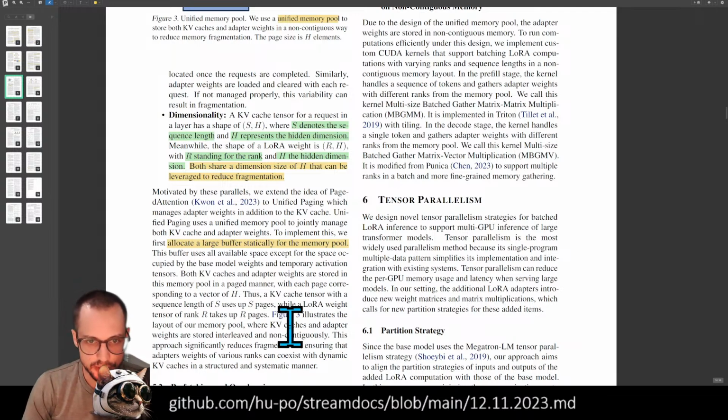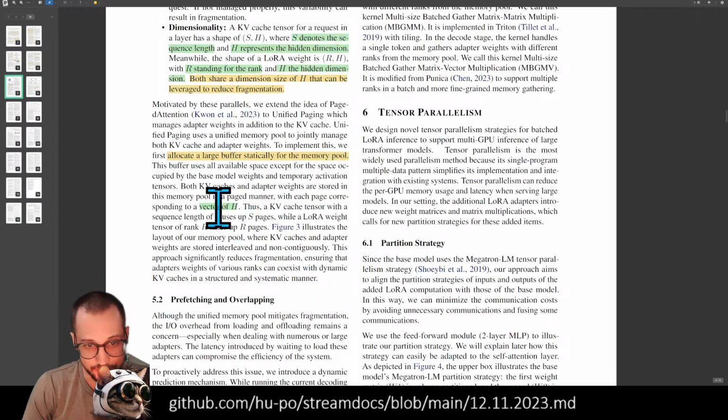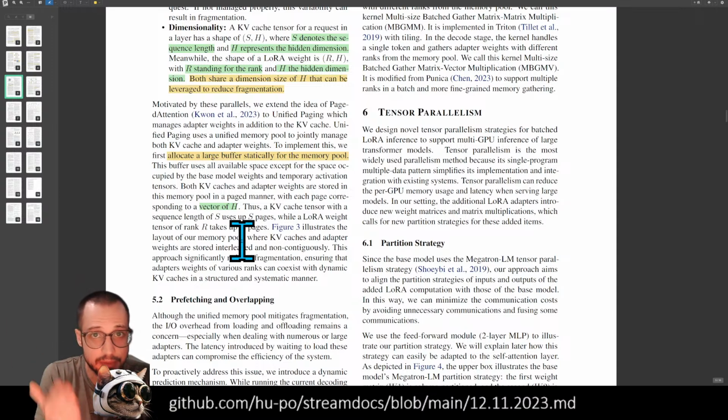This buffer uses all available space except for the space occupied by the base model weights and temporary activation tensors. Both KV caches and adapter weights are stored in this memory pool in a paged manner, where each page corresponds to a vector of H. And the vector of H is coming from the fact that they're doing this per token, so the requests are scheduled at the token level. Each token is going to be of dimension H, which means that the paging, think about literally paging through a book, going through it page by page, is done according to that dimension H.